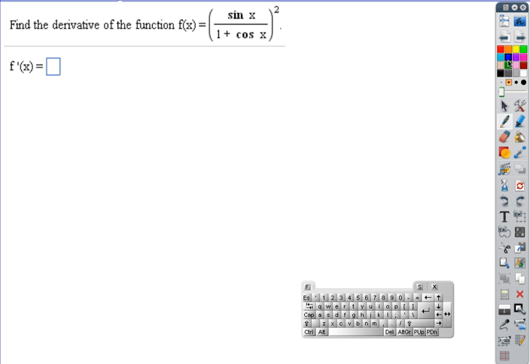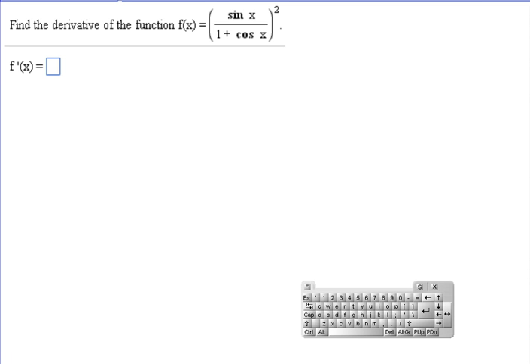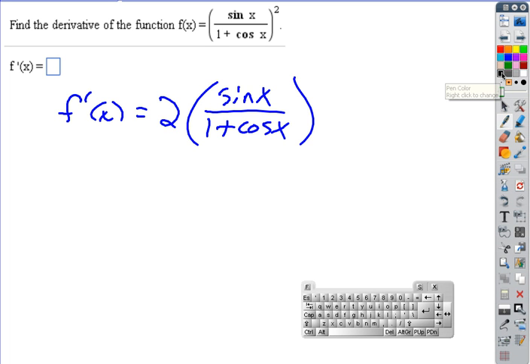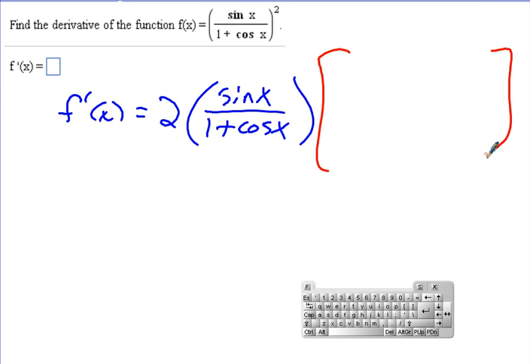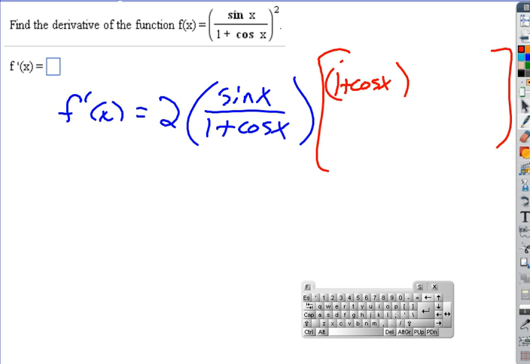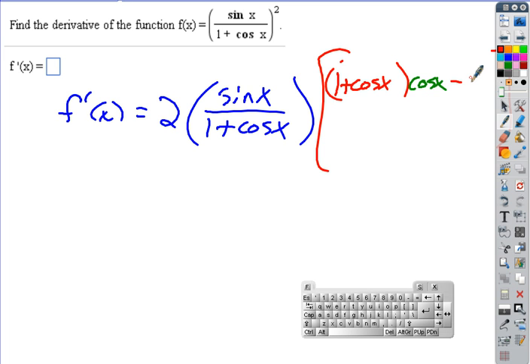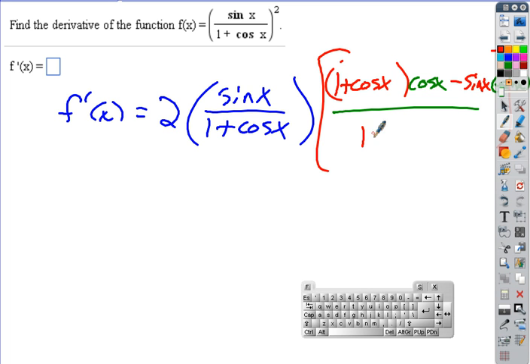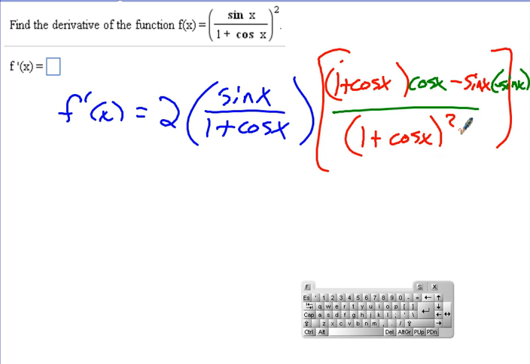Okay. So we got tan squared, right? So the derivative of tan squared is 2 tan to the 1. Well, tan is sine x over 1 plus cosine x. Now the derivative of what's inside, how are we going to do that? Quotient. So then we've got something big and ugly. Bottom times derivative of the top. What's the derivative of sine? Cosine. Minus top times derivative of the bottom. What's the derivative of 1 plus cosine x? Negative sine x. All divided by the bottom squared.